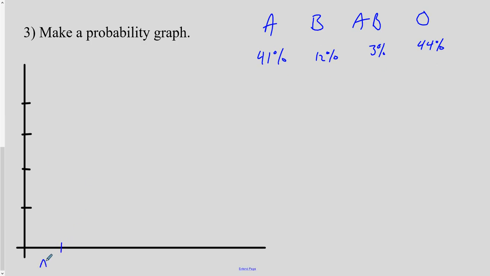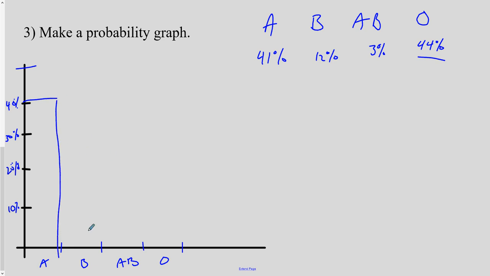So we need to make 4 bars. So we need to have an A, a B, AB, and O. We need to choose a scale. I only have 4 or maybe 5 tick marks to work with. The highest that we go is 44. So let's make this 10% each. So 10%, 20%, 30%, and 40%. A is 41%, so just barely above 40, somewhere up there, right?